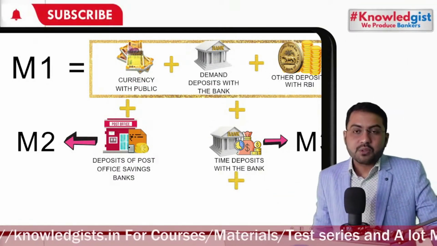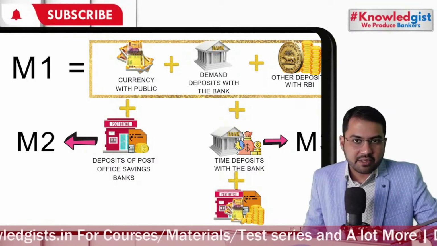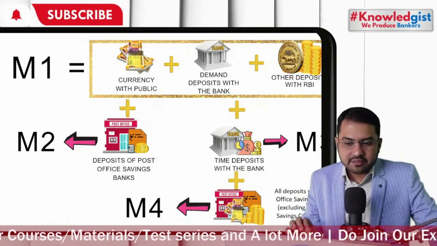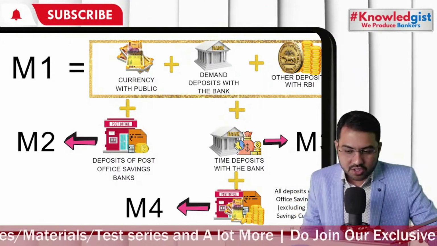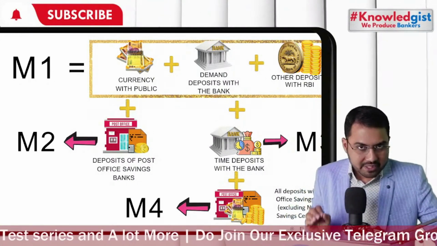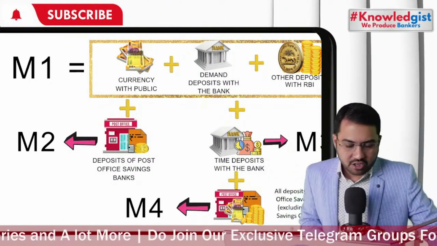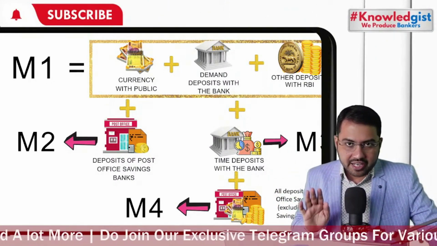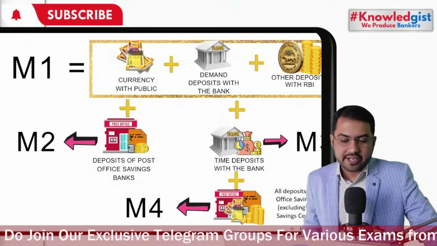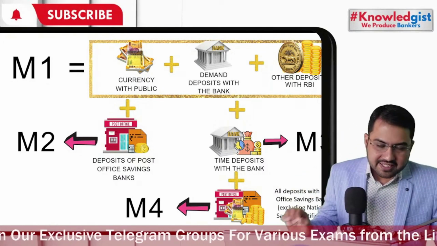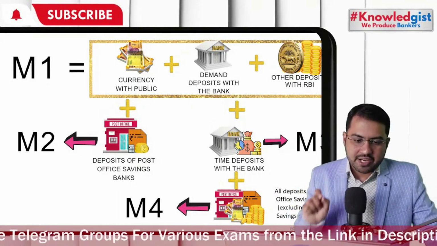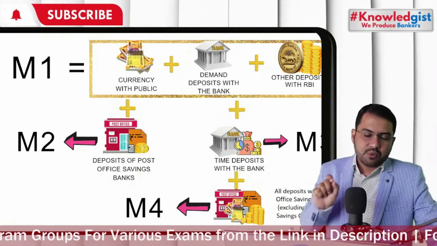And now how to come to M4? M4 is nothing but all deposits with post saving bank. M1 plus M3 plus all deposits with post office, including the savings bank deposit and other term deposits, right? We are not taking national savings certificate into account when we calculate M4. Clear? Is this diagram enough for you to understand what is M1, M2, M3, M4?